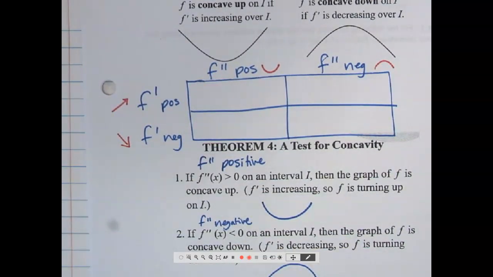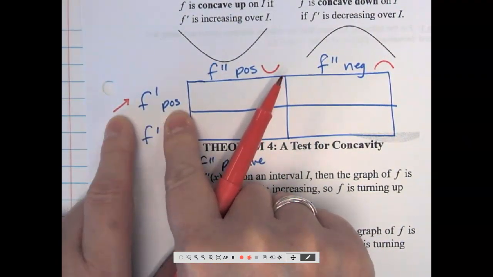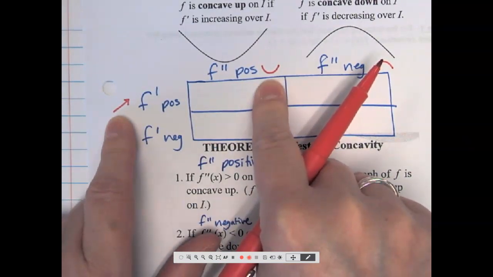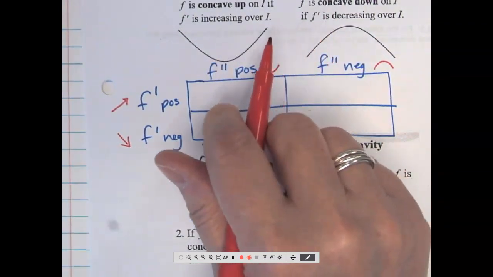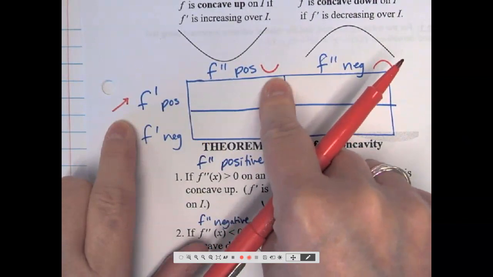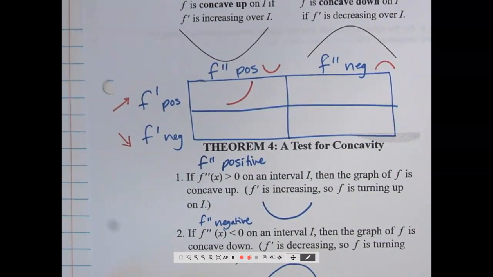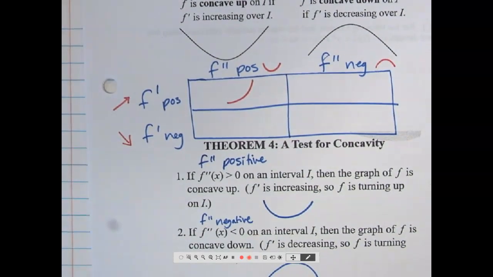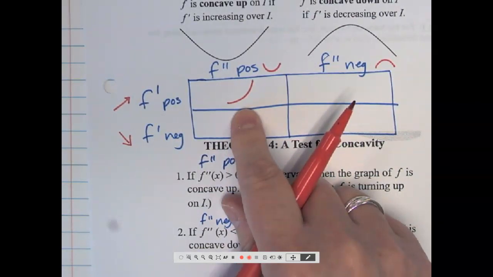Okay, so what I want you to do is picture this. What does our graph look like if it's increasing and concave up? Can you wave in the air what that would look like? Just think, your graph is going uphill, but it's concave up. So it has to be like that. Not a trick question. It curls up like that.